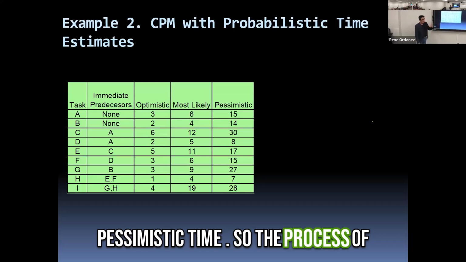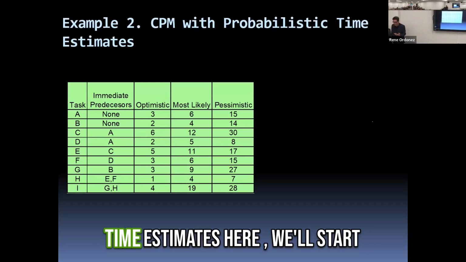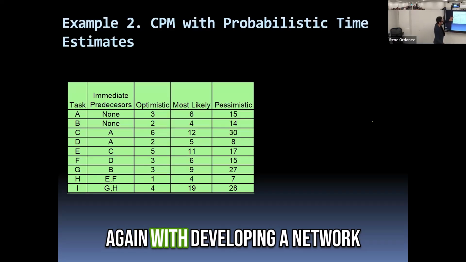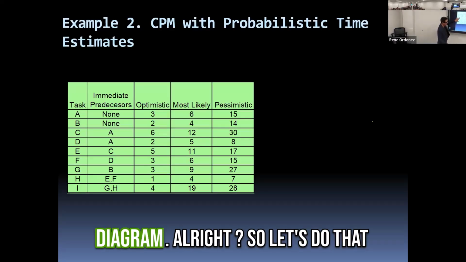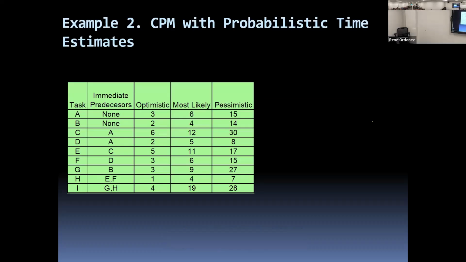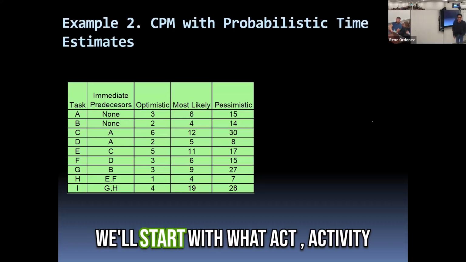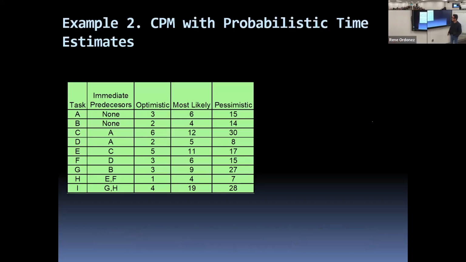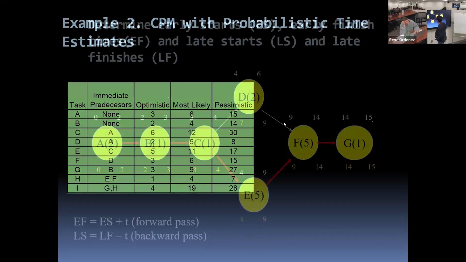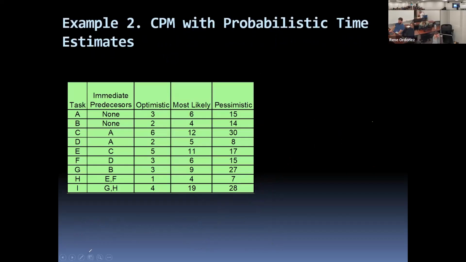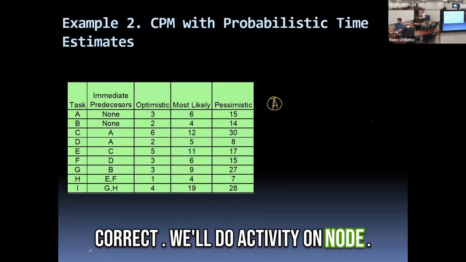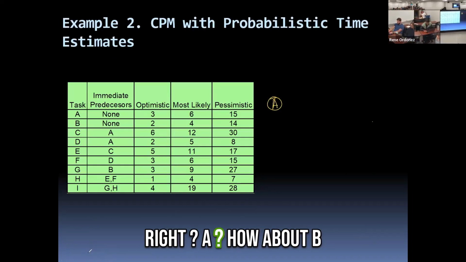So the process of developing time estimates here, we start again with developing a network diagram, right? So let's do that on this slide here. Help me out. We'll start with what activity? A. So we'll do activity on node, right? A. How about B?